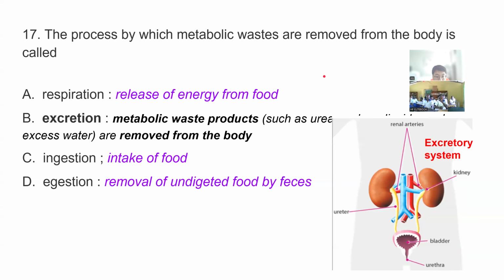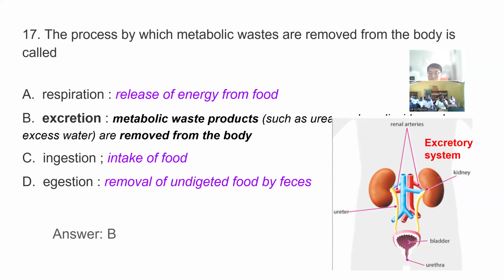Just know that the excretory system contains the kidneys, the ureters, the bladder, and the urethra. Basically, what occurs is that as blood vessels enter the kidneys through the renal arteries, the kidneys consist of many smaller parts called nephrons. And in these nephrons, these renal arteries are connected.